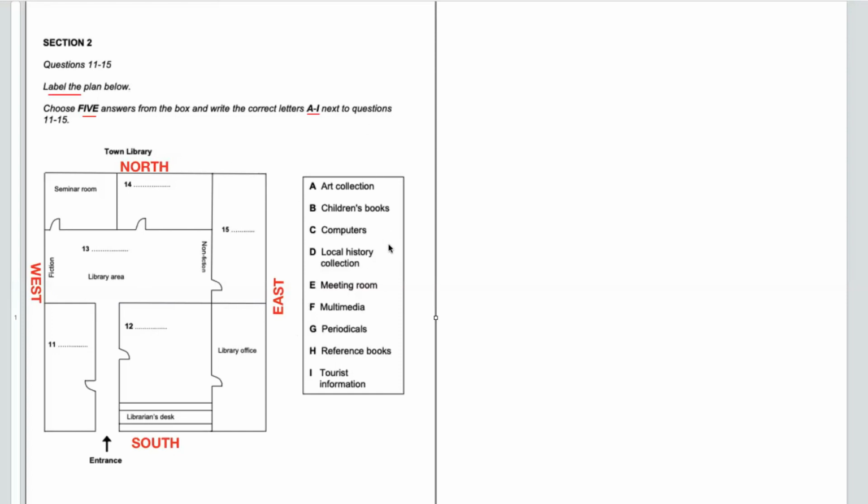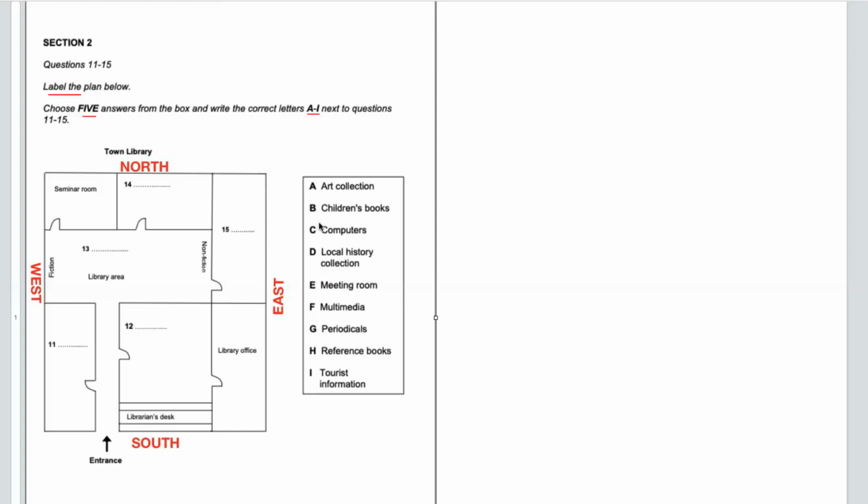On test day, instructions are going to be pretty standard. Nothing is going to change much in the instructions. As long as you can understand what's going on, I would utilize that time to start underlining and really absorbing the plan and the diagram. So let's go ahead and listen to our instructions now. You'll hear the librarian of a new town library talking to a group of people who are visiting the library.